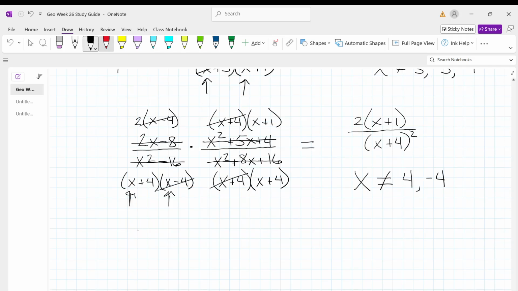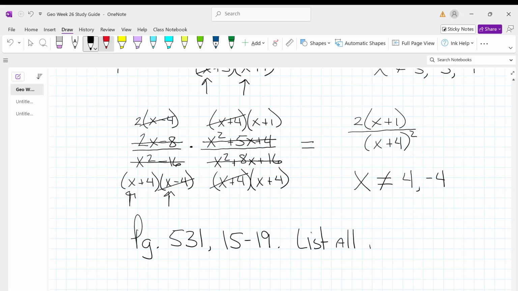All right, so your practice for today is going to be on page 531, problems 15 through 19. For electronic assignment purposes, list all restrictions from smallest to largest.